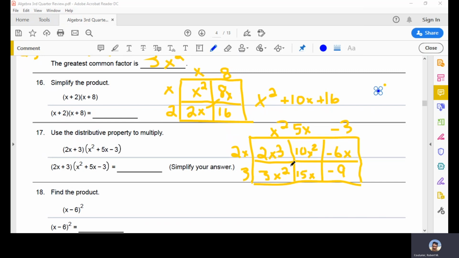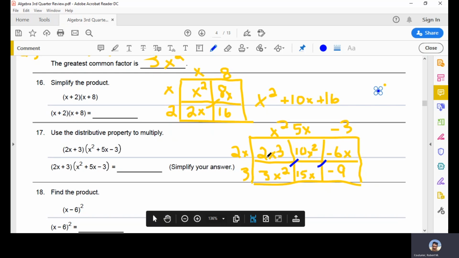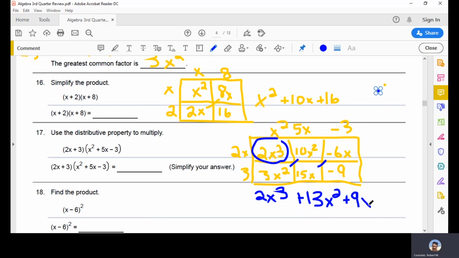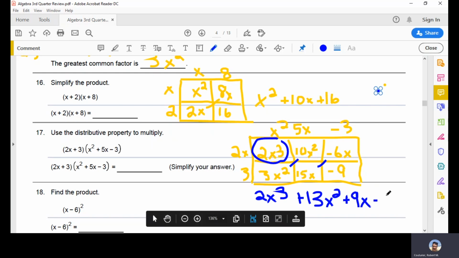Now let's go back to these. We should see that these are the terms that we're going to combine. Okay, so we start to look. There's only one term here that is to the third power, so it gets to come out. I'll just write our answers right below it. 2x to the third power. It's the highest degree. We have to add these two. So 10 plus 3 is a positive 13x squared. Right, be careful here. We have a positive and a negative. 15 minus 6 is going to be plus 9x. And this is the last piece, a minus 9.